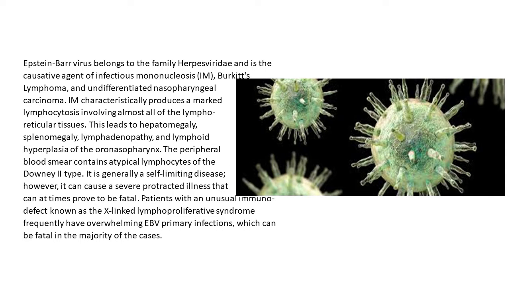Epstein-Barr virus belongs to the family Herpesviridae and is the causative agent of infectious mononucleosis, Burkitt's lymphoma, and undifferentiated nasopharyngeal carcinoma. Infectious mononucleosis characteristically produces a marked lymphocytosis involving almost all of the lympho-reticular tissues. This leads to hepatomegaly, splenomegaly, lymphadenopathy, and lymphoid hyperplasia of the oronasopharynx. The peripheral blood smear contains atypical lymphocytes of the Downey 2 type.